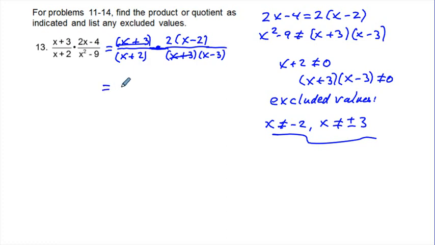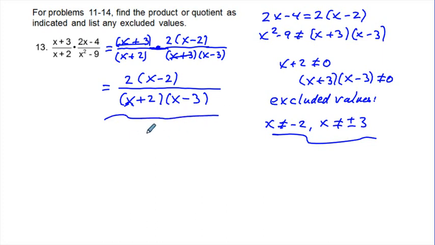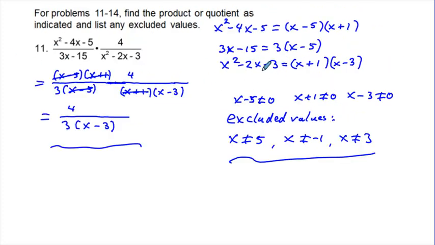So what we're going to have for our answer here is, I'm going to leave the numerator in place, 2 times quantity x minus 2 over quantity x plus 2 times quantity x minus 3. And so that's going to be our product. I want to go back here to this one, make sure I got this right. Yeah, that's right.